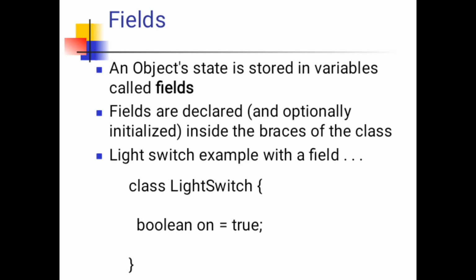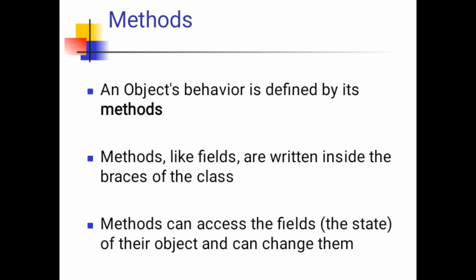An object's state is stored in variables called fields. Fields are declared and optionally initialized inside the braces of the class. For example, in the LightSwitch example, a field boolean on equals true. Boolean on equals true is the field that has been declared inside the class LightSwitch. Let's move to the next.